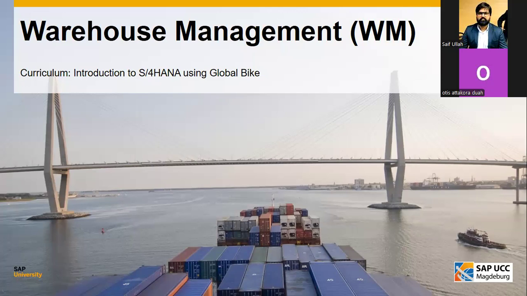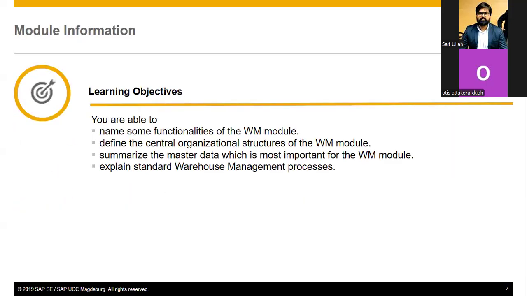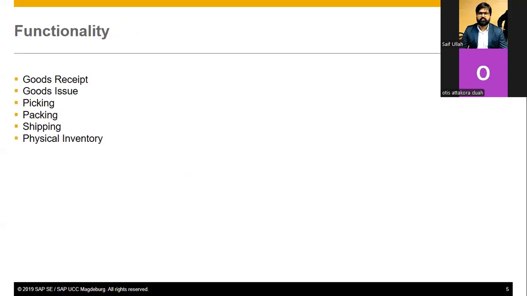Okay, today we are discussing warehouse management, what is warehouse management and how it works in SAP. Our learning objective is that you are able to name some functionalities of the WM warehouse management module, define the central organizational structure of the WM, summarize the master data which is the most important for WM, and explain standard warehouse management processes. This will be our objective.